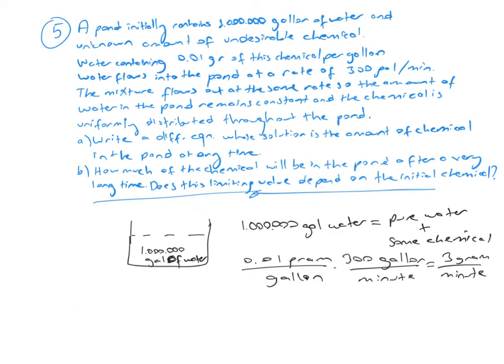Let's turn back to the question. The mixture flows out at the same rate, so the amount of water in the pond remains constant and the chemical is uniformly distributed throughout the pond. So 300 gallons of water will flow into the pond in each minute. And the same amount of water will flow out of the pond in each minute. And let's assign the letter Q to the amount of present chemical in the pond.